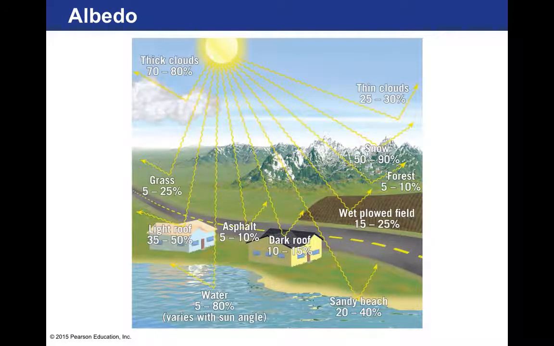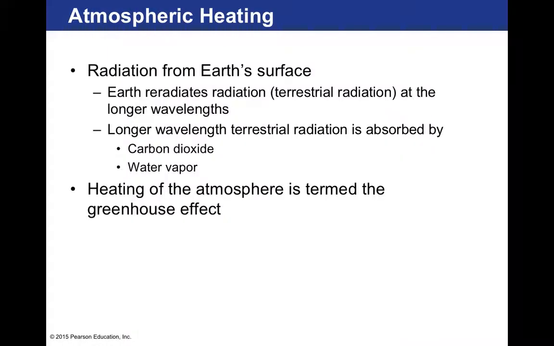This is an example picture showing you different albedos. As an example, grass reflects about 5 to 25% of the incoming radiation, whereas something like a light-colored roof is going to reflect 35 to 50%, and a darker roof will only reflect 10 to 15%. So in this diagram, the house with the black roof will be a lot warmer than the house with the lighter roof, because if you remember, the color black shows that not much is being reflected. A lot of the energy is being absorbed by that color. So if you're ever going to put a roof on your house, make sure it's not a super dark color. Otherwise, a lot of that solar radiation will be absorbed.